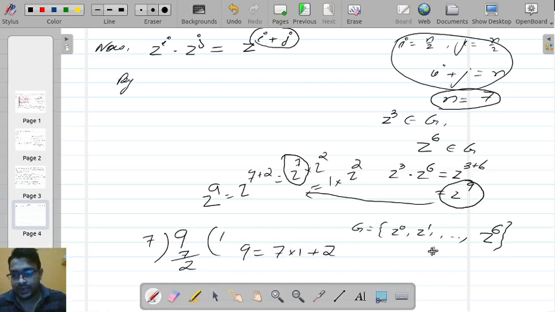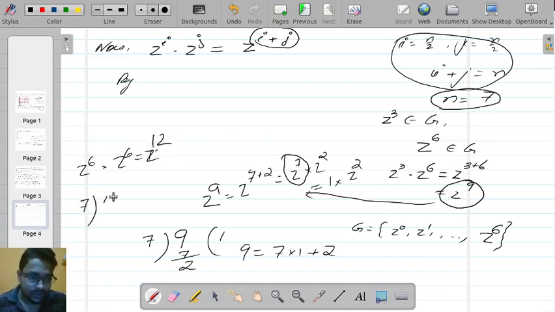Right. So if it is something like z to the power 6 into z to the power 6, in that case I will get z to the power 12. So how do I work with it? z to the power 12 I will again divide by 7, so 7 ones are 7, and then the remainder is 5.